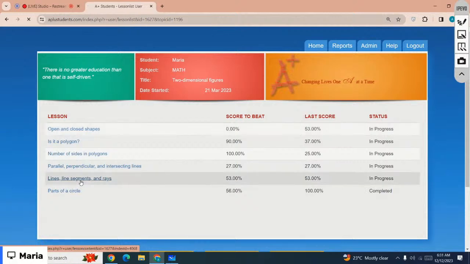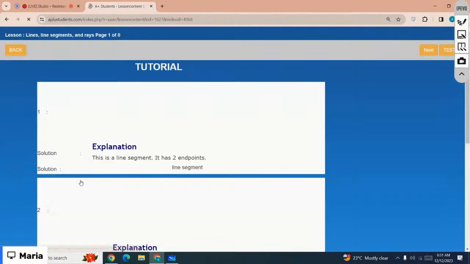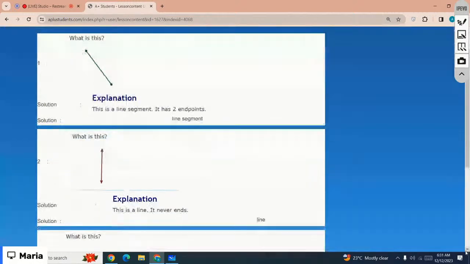Okay. What is this? This is a line segment, right? The line segment has two endpoints like this. Okay, then what is this? The second one, if you have arrows on both sides, that means that is a line and it never ends. You can extend either side, right?